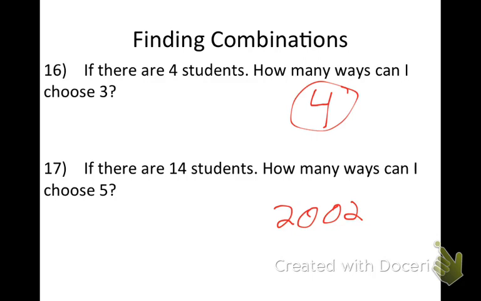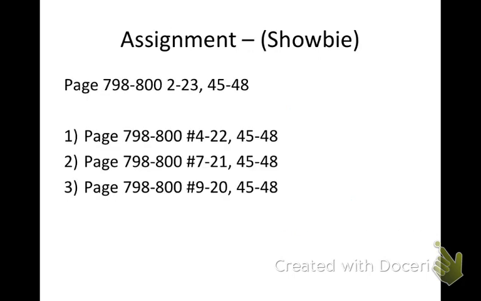Again, what's the difference between permutations and combinations? Well, in permutations, order matters. In combinations, the order does not matter. With combinations, you're just choosing, order does not matter. Here's your assignment.